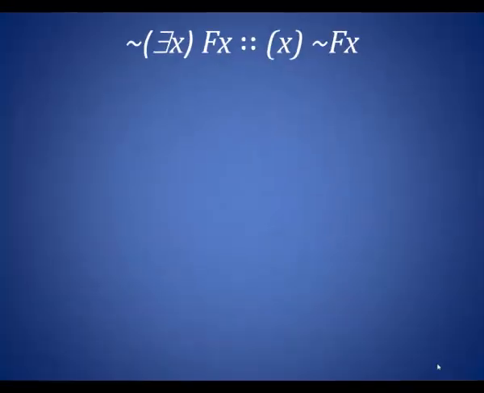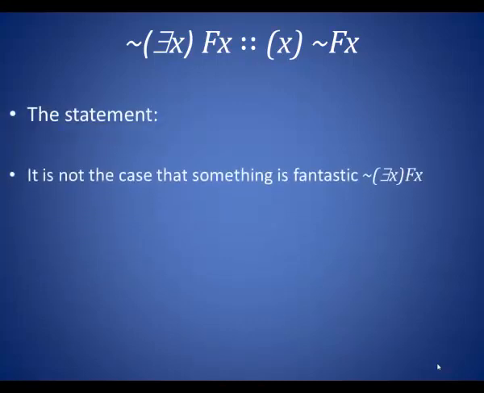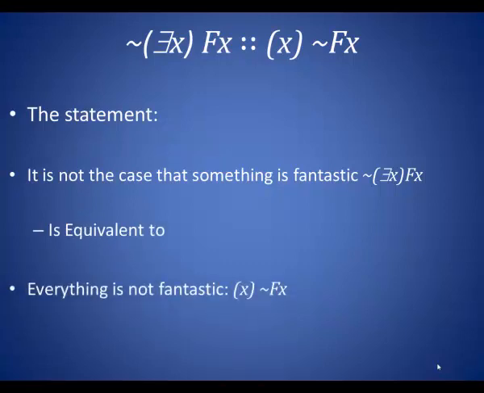Let's move on to the last one. So in this instance, what we have on the left side is the claim, or the statement, that it is not the case that there exists an X such that X is F, is logically equivalent to the claim that for all X, X is not F. The statement on the left just says it is not the case that something is fantastic, which of course is going to be equivalent to everything is not fantastic.